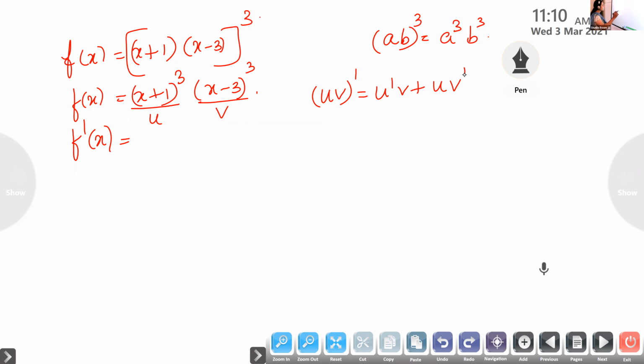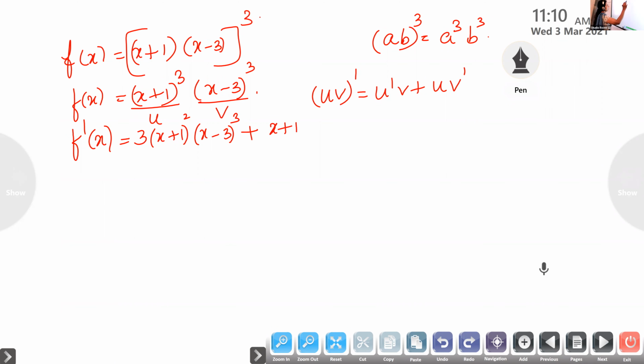What is the derivative of x plus 1 the whole cube? It is 3 into x plus 1, the whole square. You have to reduce the power, like 3x square. So u dash into v as such, x minus 3 the whole cube, plus u we will keep as it is, into the derivative of x minus 3 the whole cube. What is the derivative of x minus 3 the whole cube? 3 into x minus 3 the whole square.